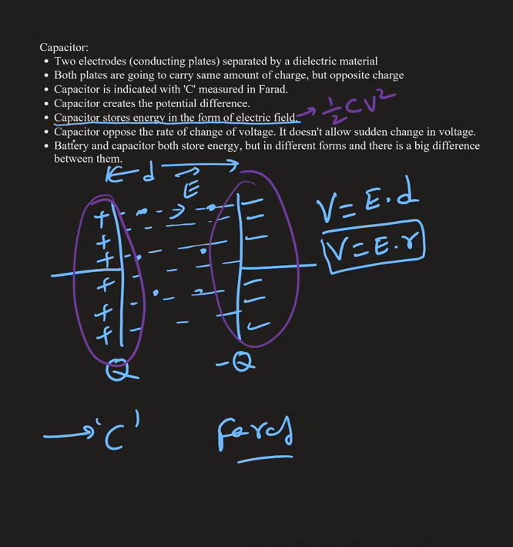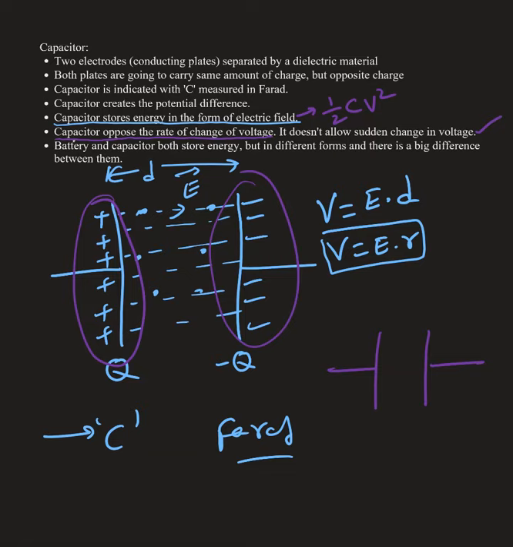Another important point: a capacitor opposes the rate of change of voltage. What it indicates is that it does not allow sudden change in voltage. If we need to change the voltage across a capacitor, it needs some time to discharge that energy. So it is not possible to change the voltage across a capacitor in zero time. We'll talk about this point again probably in another video.